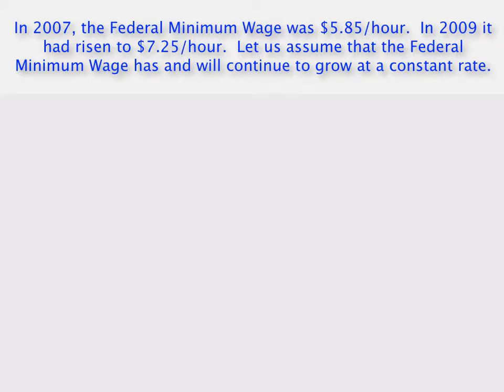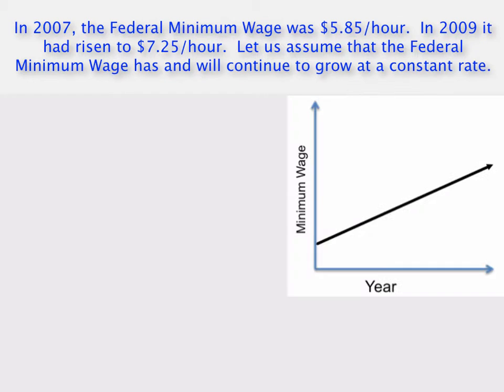In 2007, the federal minimum wage was $5.85 an hour. In 2009, it had risen to $7.25 an hour. Let us assume that the federal minimum wage has and will continue to grow at a constant rate. Now note that this is actually a really big part of our modeling situation. We're assuming that the federal minimum wage grows at the same rate, that it grows linearly. And that's why it's going to be okay for us to use a linear equation to model this situation.